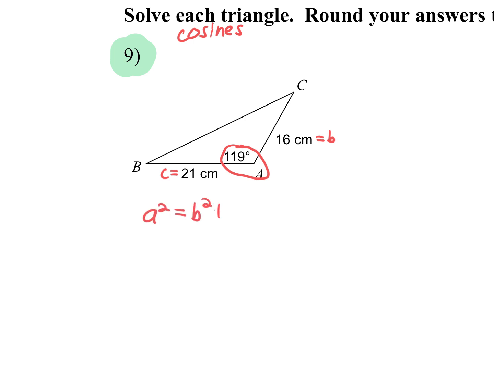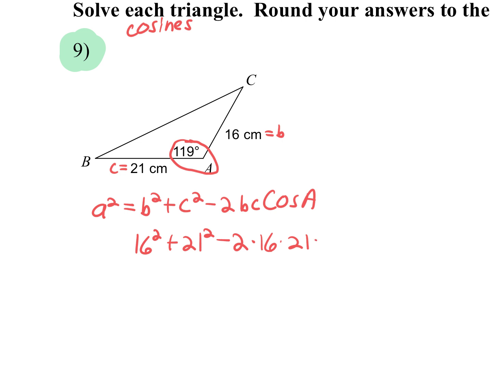All right, and that's going to be the one that has a squared equals, it's going to look like this, right? B squared plus c squared minus 2bc cosine of A. And so all you're going to do is plug all of this into your calculator, right? So plug it into the formula, then plug it into your calculator. So it's going to be 16 squared plus 21 squared minus 2 times 16 times 21 times cosine of 119. All right, so plug that into your calculator.